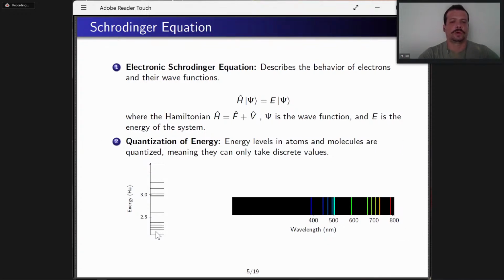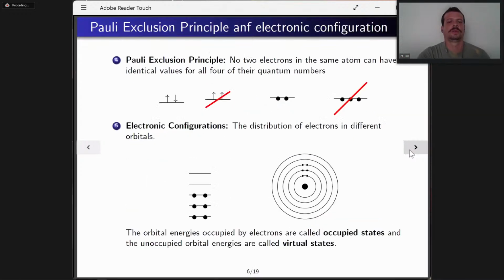So each one of these energy states will correspond to a different wave function. But as I mentioned before, we are working with electrons. So what are the rules that electrons must follow? They follow what we call Pauli's exclusion principle, which says that no two electrons in the same atom can have identical values for all 4 of their quantum numbers.